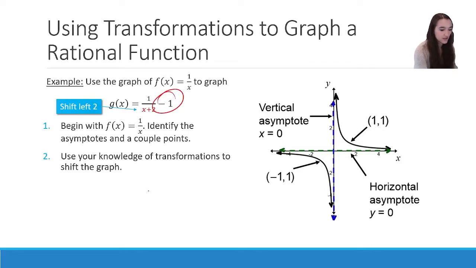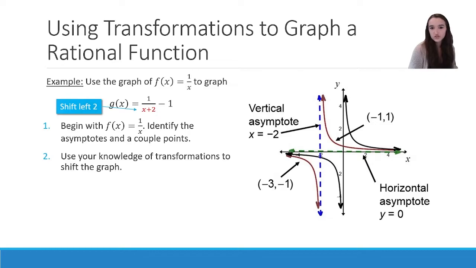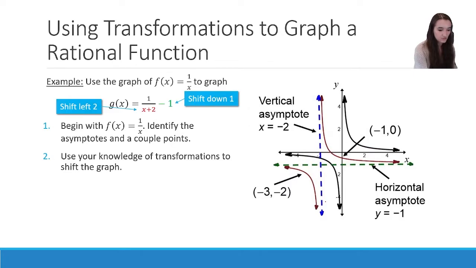Then our minus 1, well, that's outside. That's f of x minus 1 would equal 1 over x minus 1. So it's outside of our reciprocal. So we shift down. So we've done our left shift, and now our downward shift. And so this is what our final graph would look like.